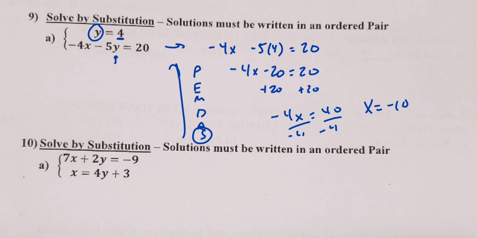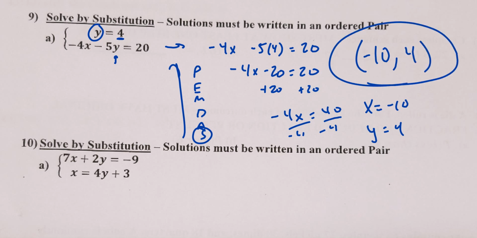Now I'm going to take that negative 10, and actually I don't have to do anything because I already know y is equal to 4. So my final answer, I'm going to make it an ordered pair, negative 10, 4. That's my answer.